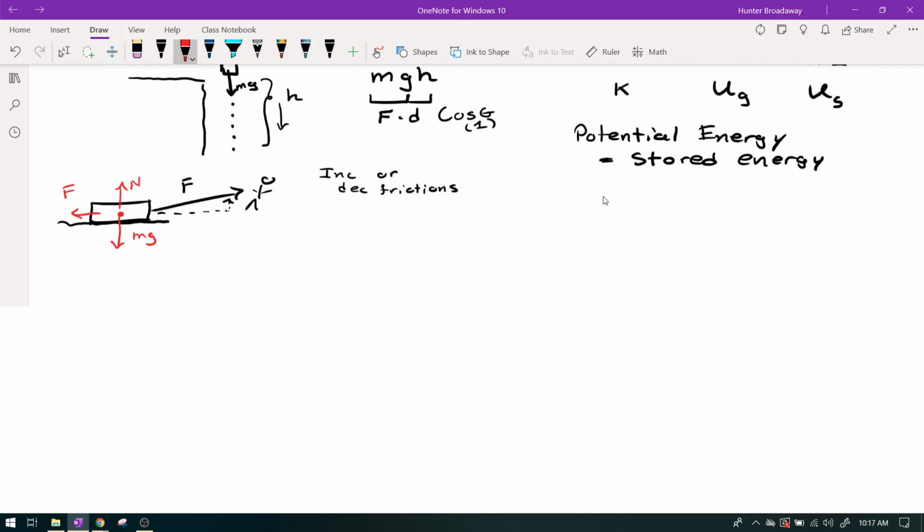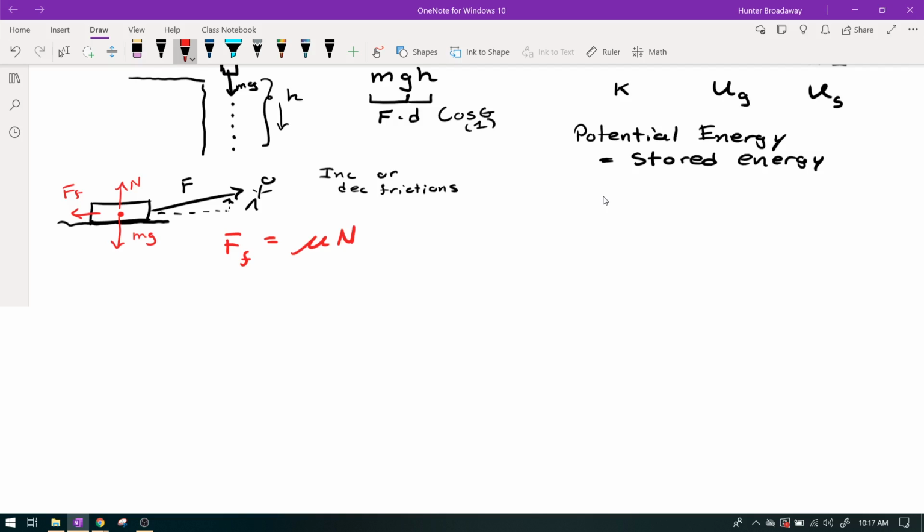Now, the force of friction is dependent on something. What's the formula for friction? Friction is mu times N, right? Which means that our friction is always going to be dependent on our normal force.